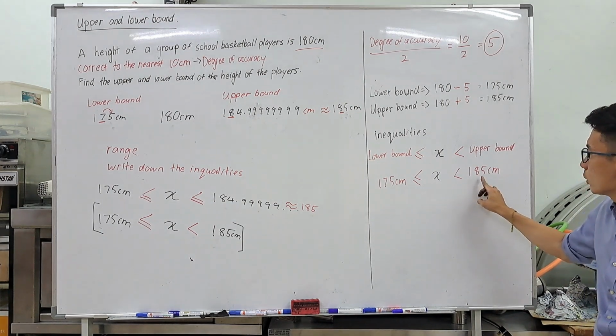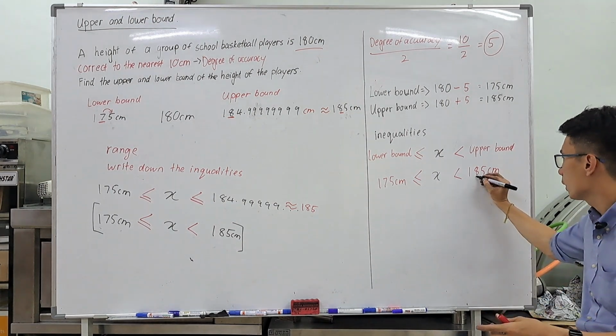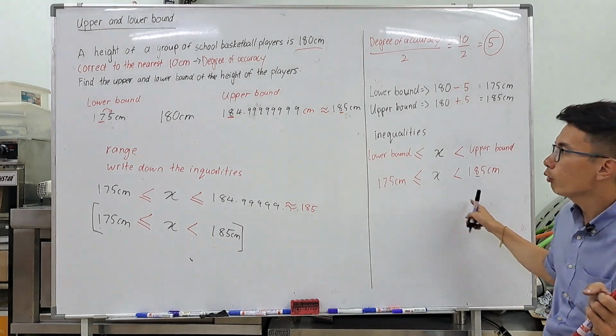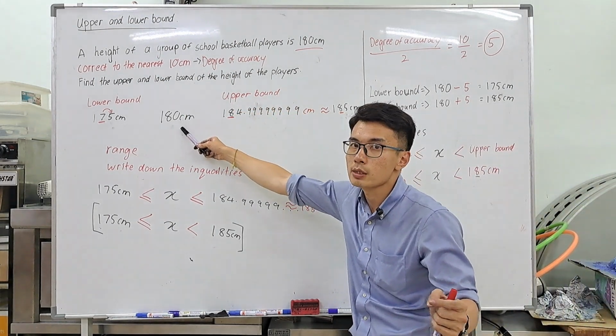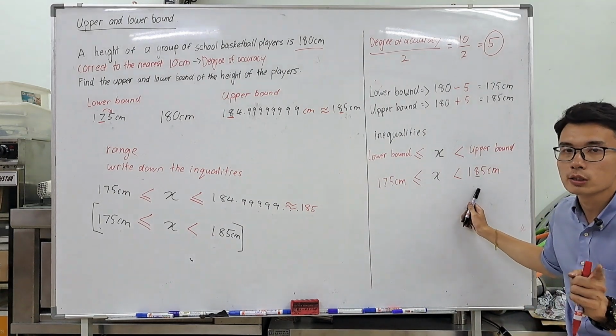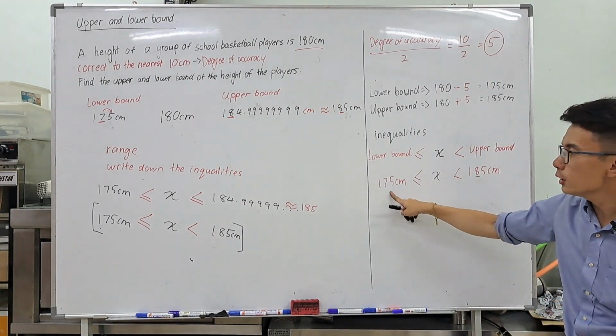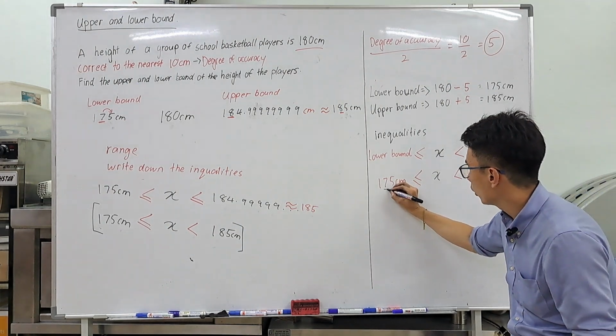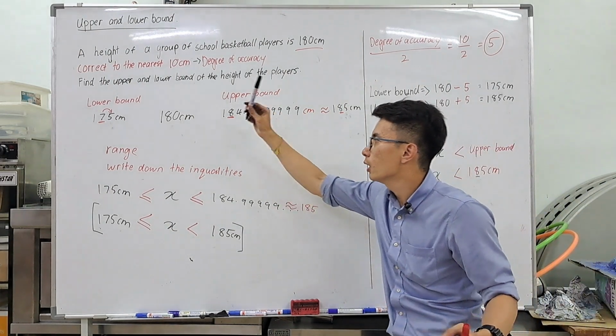Why do we not include it? Because if you round this off to the nearest 10, it will be rounded off to 190. But my rounded off value to the nearest 10 is 180. That is why we do not include it. Why do we include this? Because even the smallest value, 175 cm, when we round this off to the nearest 10, we will still get 180.